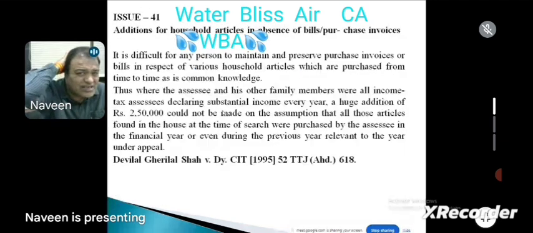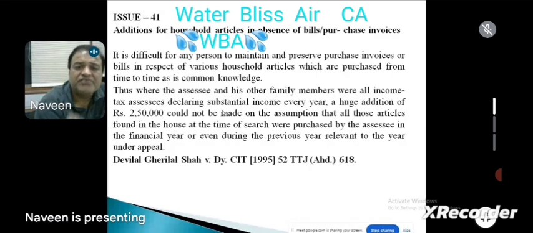Now, a lot of household articles are found, sir, in the house when they come for search and seizure. You cannot go on asking for the bill for each and every purchase, sir. They will come to your house, and these things are household articles. So the court is telling it is difficult for any person to maintain and preserve purchase invoices or bills in respect of all household articles, various household articles which are being purchased from time to time, as is common knowledge. Where the assessee and his family members were all income tax assessees, they are declaring substantial income every year. A huge addition of 2.5 lakhs would not be made on the assumption that all those articles found in the house at the time of search were purchased by the assessee in this financial year, or even during the previous year, the relevant year under appeal.